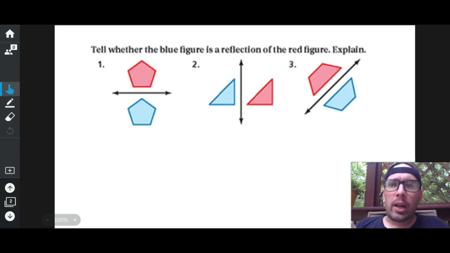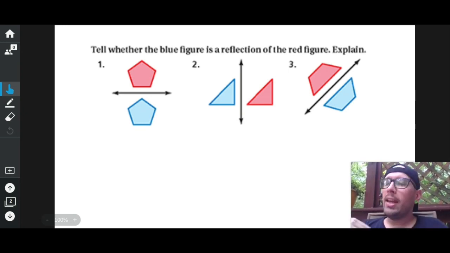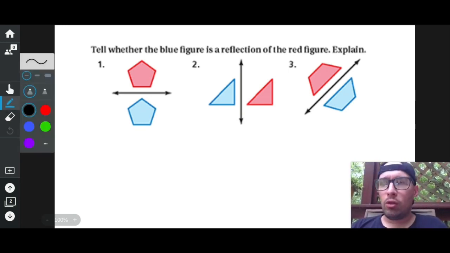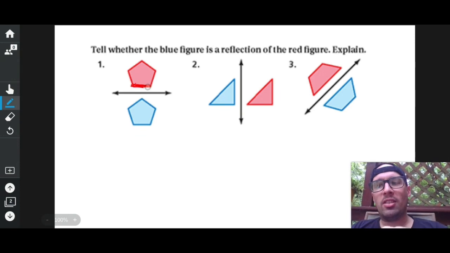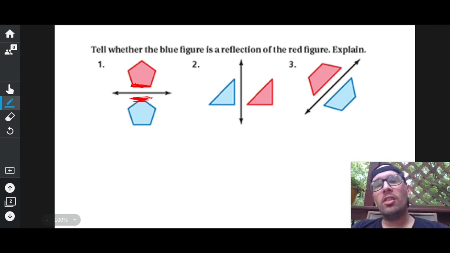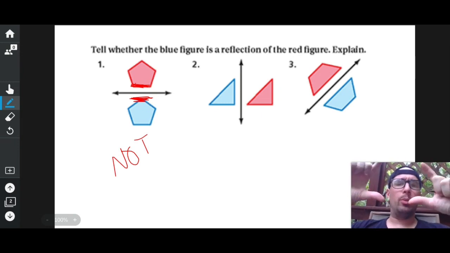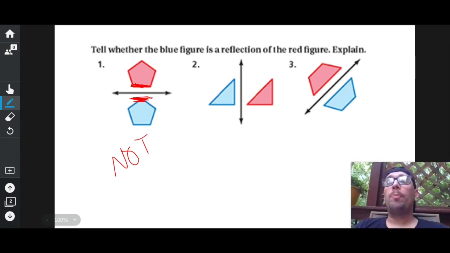And where am I starting? I am the red figure looking into this mirror. If my face is nice and flat, which it is, what I should see on the other side of the mirror is a flat face, and I don't see it. This is not a reflection because it's just a translation. It looks like all I did was take my shape and move it down.